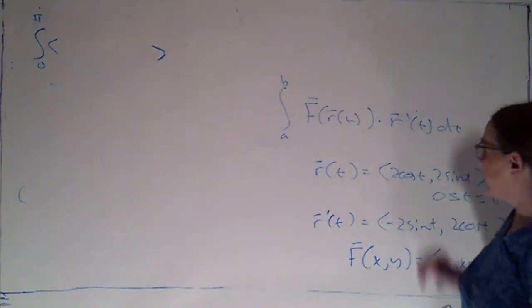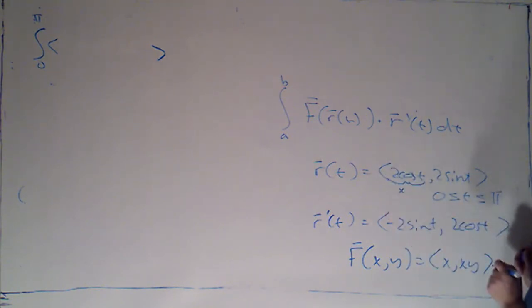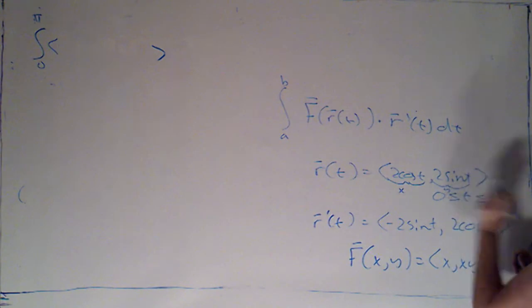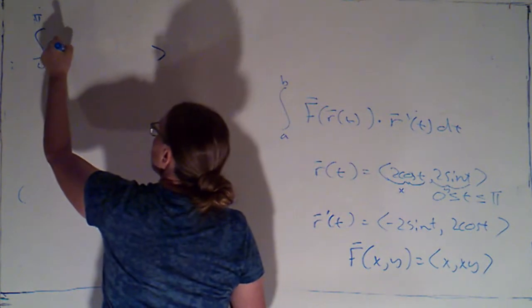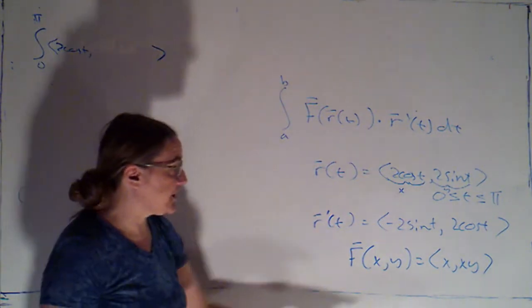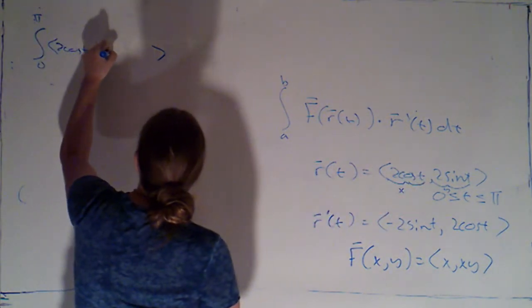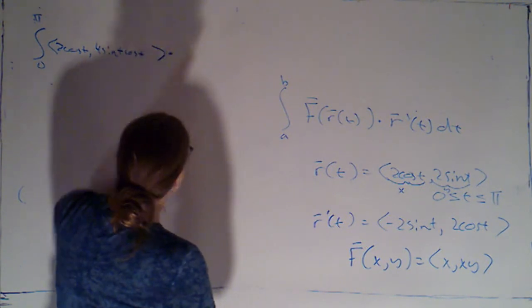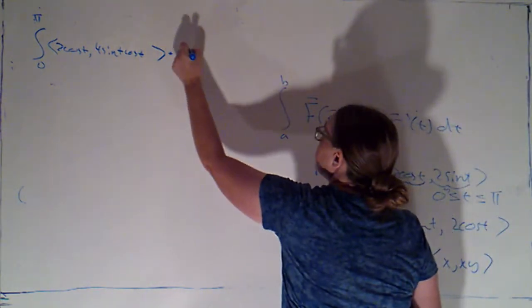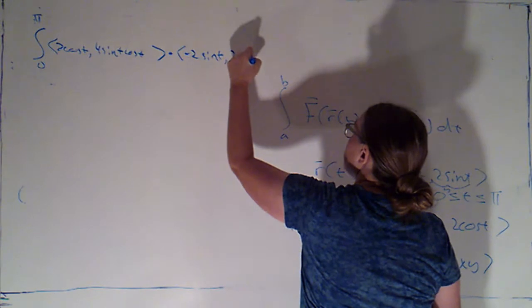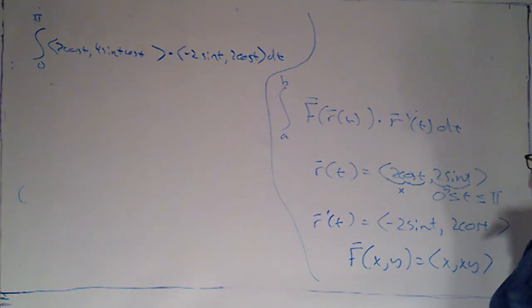I need to take f, but I need to write it in terms of r of t. So notice, with r of t, that's just telling me that x is 2 cosine t, and y is 2 sine t. So my first component function x is just 2 cosine t. The second component function is x y, and that's just going to be 4 sine t cosine t. We're going to dot that with r prime, which is negative 2 sine t, 2 cosine t, and then we're integrating that with respect to t.